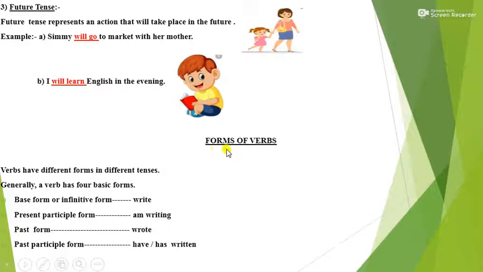Now let us see forms of verbs. Verbs have different forms in different tenses. Generally, a verb has 4 basic forms. First, base form or infinitive form. I have written the example of write, that is base form. Second, present participle form: am writing. Past form: wrote. Past participle form: has or have written.